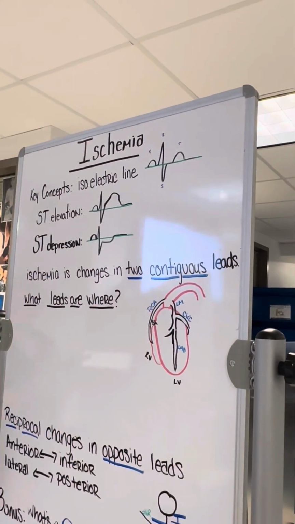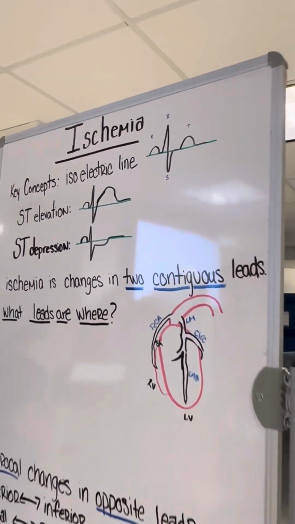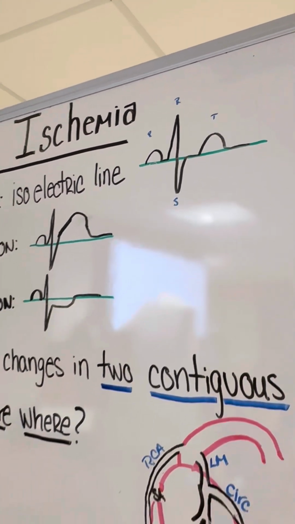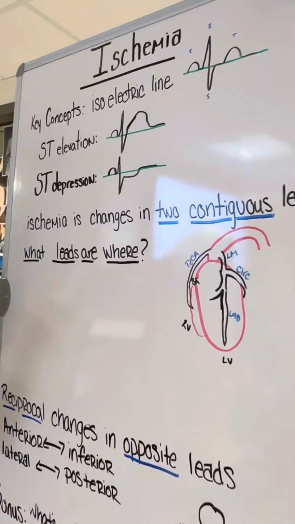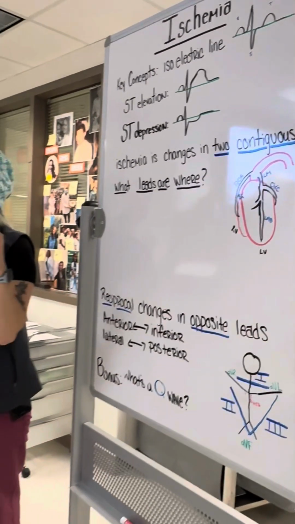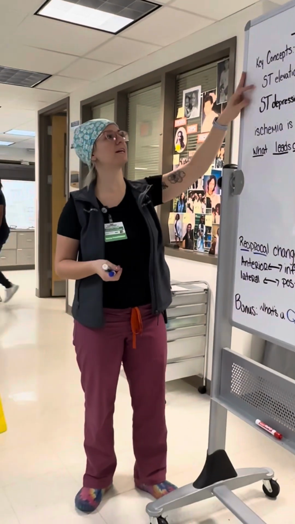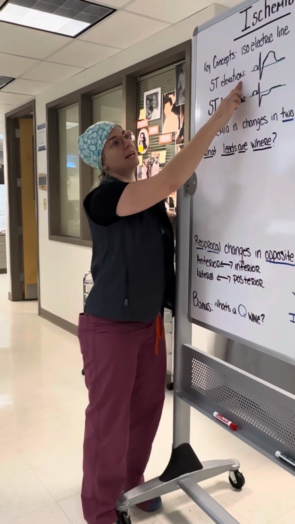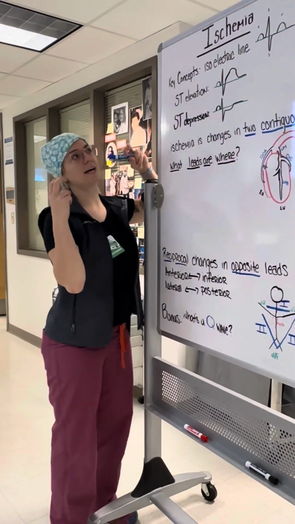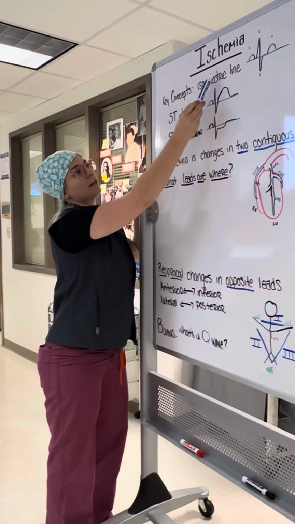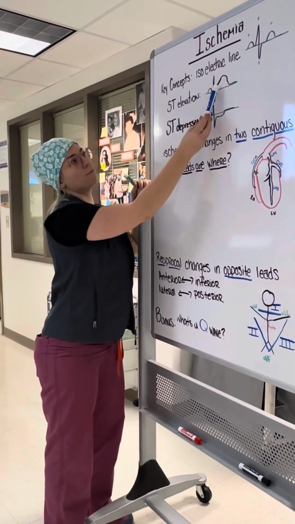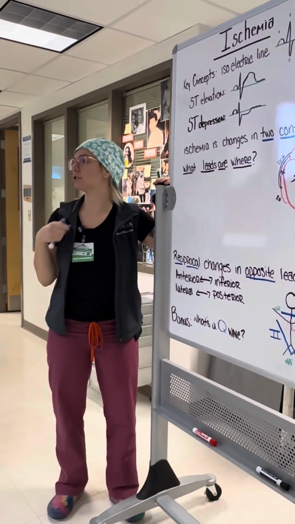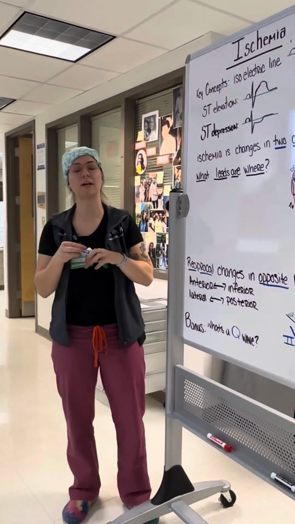This is really important when we're talking about ST elevations and ST depressions, because what makes something elevated or depressed is how far above or below it is from that imaginary isoelectric line. We know ST elevations are signs of cardiac ischemia. When I'm talking about an ST elevation, again, the green is the isoelectric line. You can see the R and the S go, but the T wave starts above that isoelectric line. That's how you can tell if something is elevated.